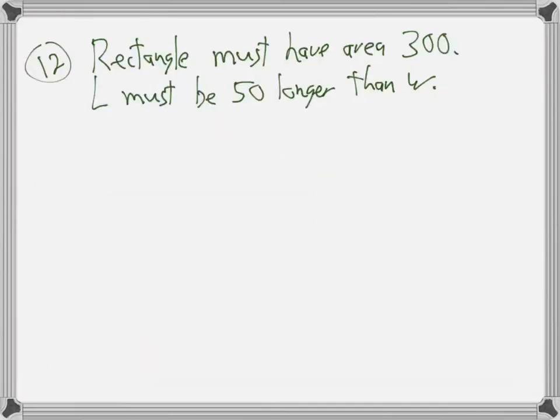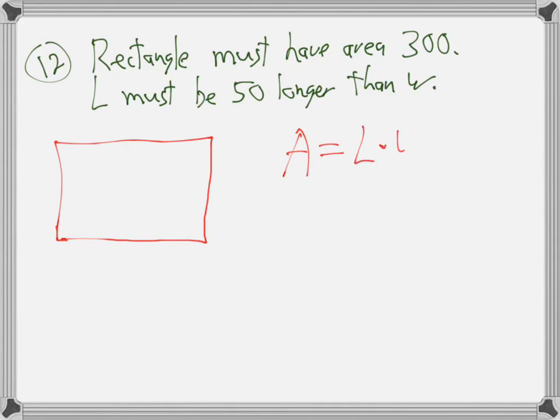So here we go. Find the dimensions. So rectangle, I'm going to draw a little rectangle. And the area must be 300. So right away, we know we're going to use the area of a rectangle formula, right? What's the area of a rectangle? Remember, it's length times width. Remember, the area inside of a rectangle is length times width. Remember that formula? So this is width and length. Right, you know that, right?